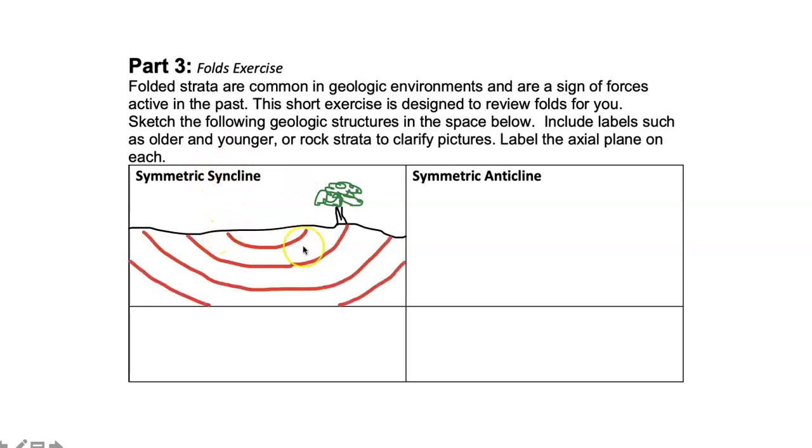So if we draw a bunch of rock layers that have been bent into a syncline below the surface, it would look like this. If we're going to draw the axial plane, which is the point where the bend is the greatest, it's going to be sort of around here. This is a pretty symmetric fold, so it doesn't have a real striking axial plane.